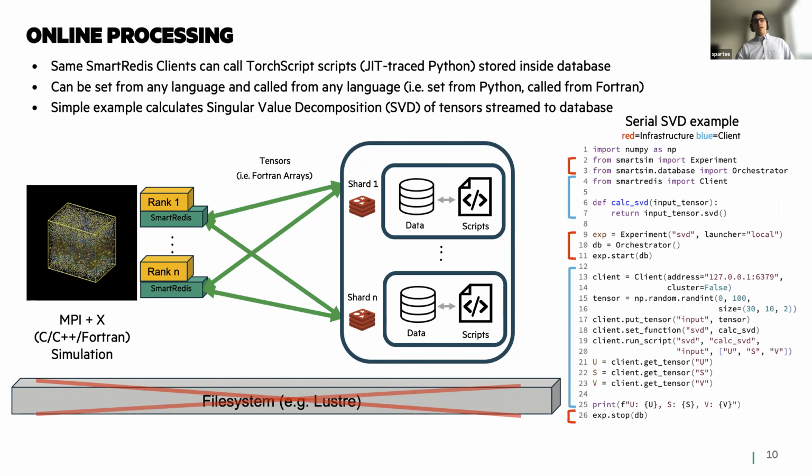Oh, last thing, this can run on CPU or GPU. So if you wanted to run the SVD on GPU, it's very easy. You just specify GPU in the Orchestrator commit line.